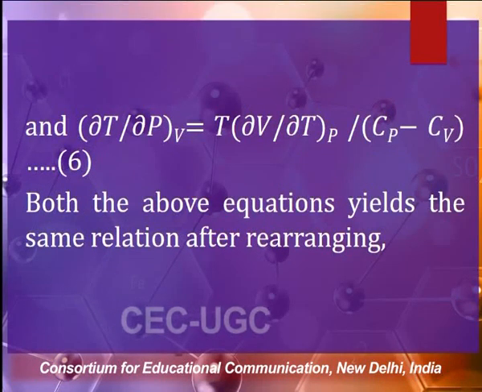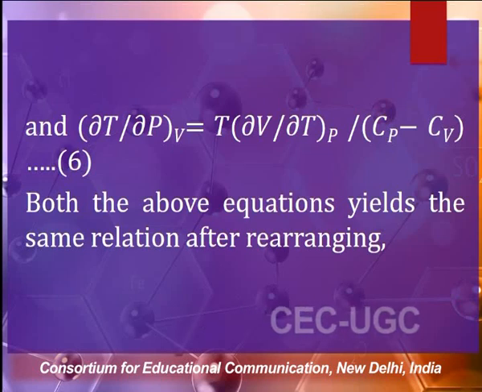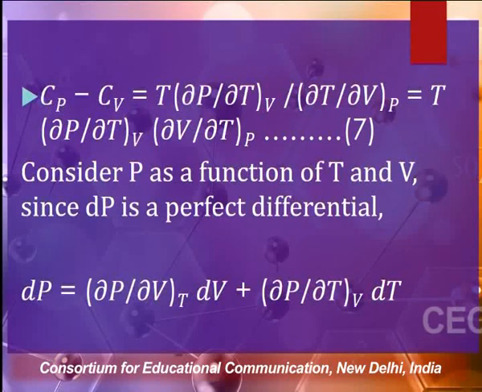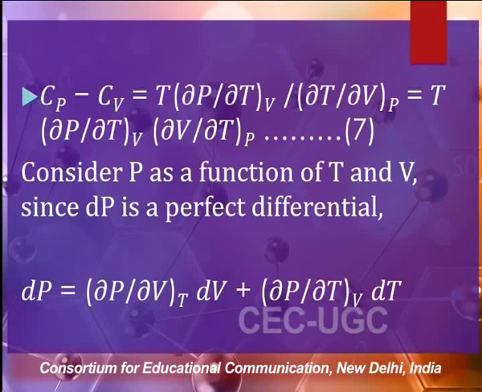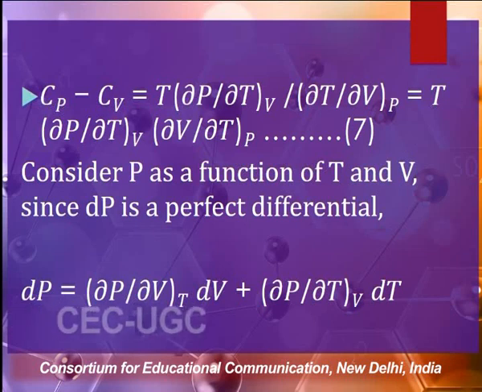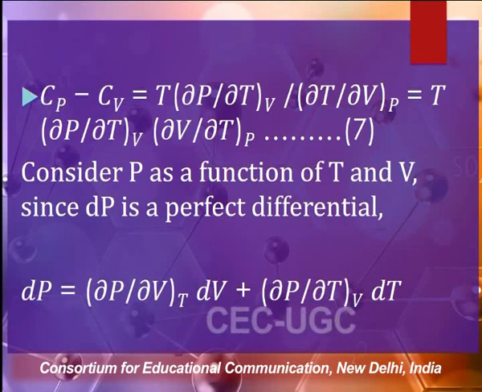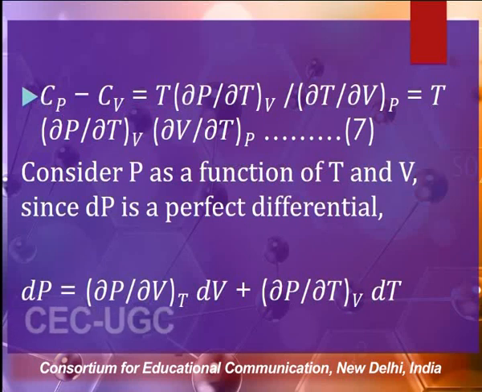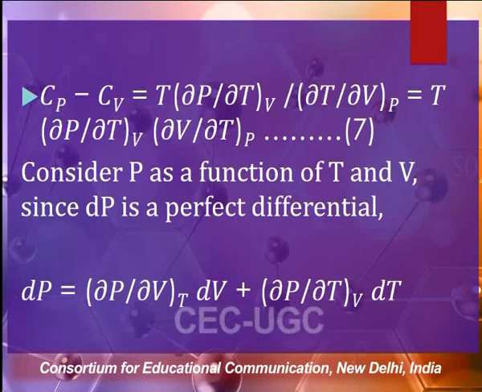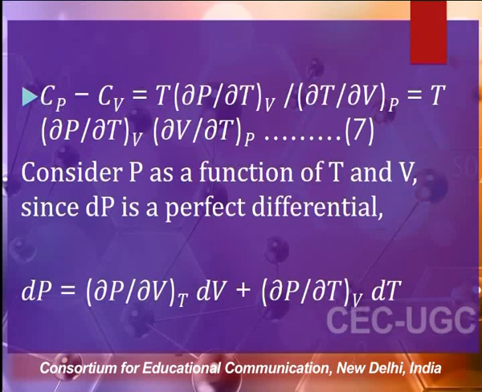So, if we rearrange the terms in this equation, we get Cp minus Cv is equal to T times (∂P/∂T) at constant volume into (∂V/∂T) at constant pressure, as shown in equation 7. This is an extremely important equation and has many practical applications and can be used in various mathematical numerical problems.